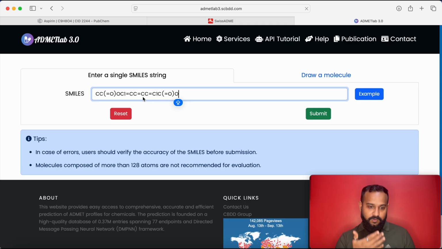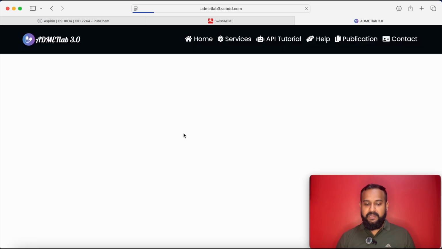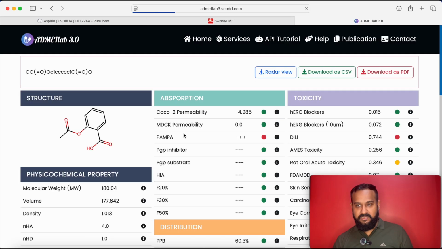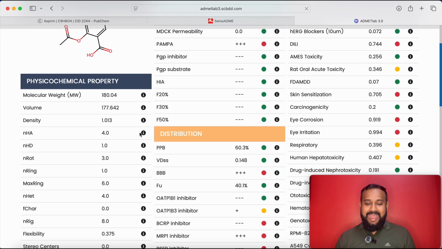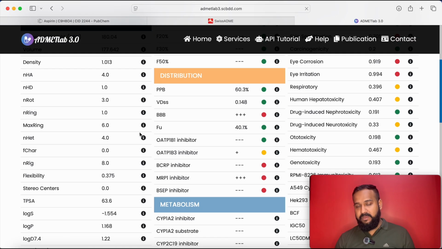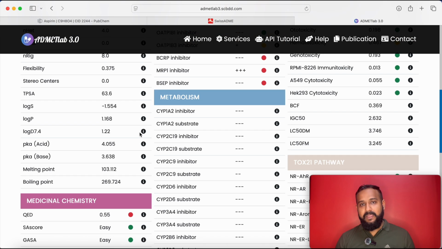Okay, so that is this particular aspirin that you see over here. I will hit submit and see what parameters it comes up with. It has much more elaborate parameters, to be honest. That is why, if you ask me, this is my preferred tool to go for, instead of SwissADME.